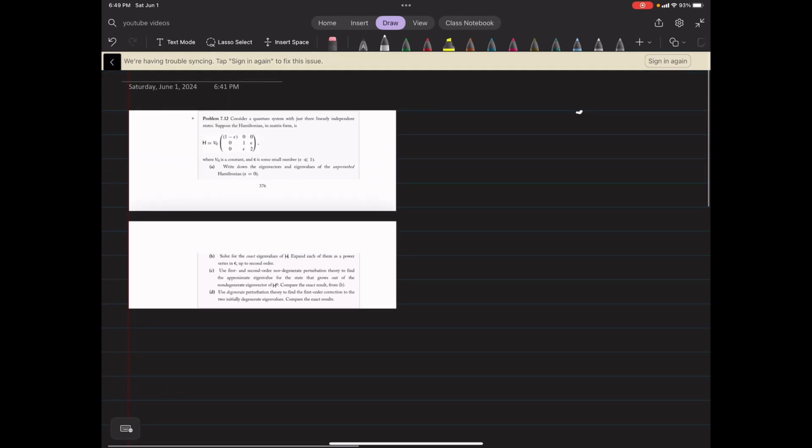Okay, so this is problem 7.12 out of Griffiths' quantum mechanics textbook. And it's a great problem for perturbation theory and degenerate perturbation theory, all that good stuff. And it would be a great problem for a professor to put on an exam.